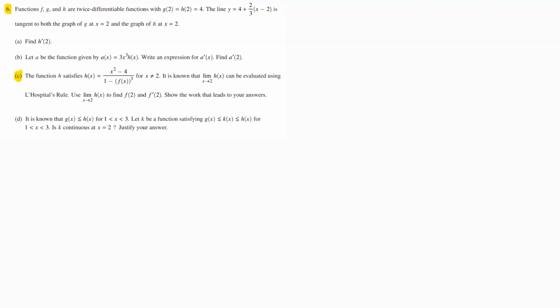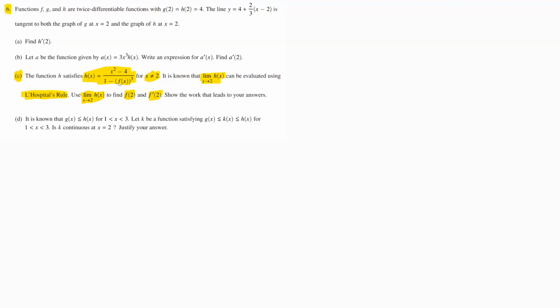There's a lot happening on C. It's really not that rough of a problem, but there's just a lot of moving pieces to keep track of. So first off, they're giving us that this function here, h of x, is equal to x squared minus 4 over 1 minus f of x to the third whenever x does not equal 2. And then it's telling us that the limit of that function can be evaluated by using L'Hopital's rule. Then, using the limit, which means using L'Hopital's rule probably, they want us to find specifically the value of f of 2 and f prime of 2.